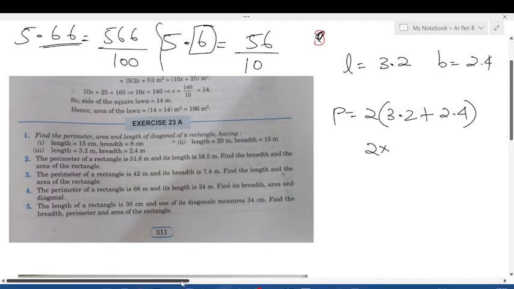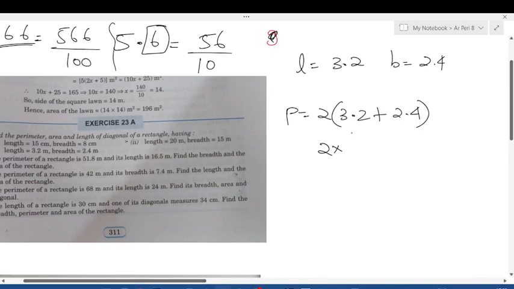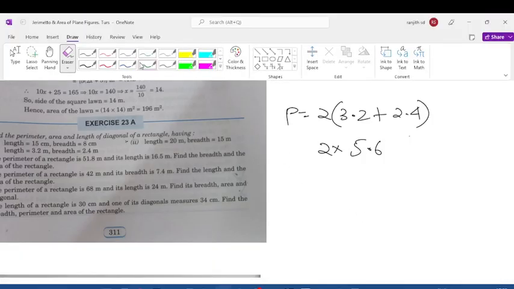What about others? Others also attended, right, when I taught this? Okay, what's the answer, students? 5.6. There are two ways to calculate. If you know, you can multiply directly. If not, you write 2 into 56 by 10. You can even do it like this. Better to calculate directly. What is 2 into 5.6?